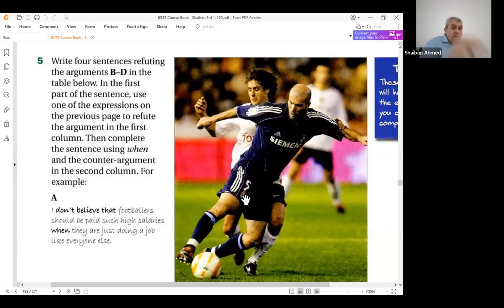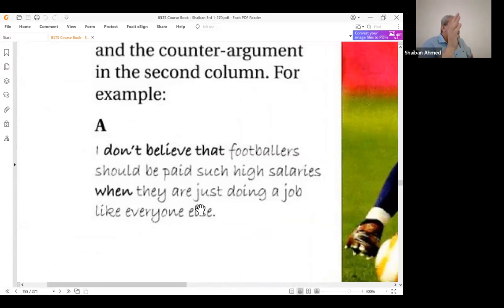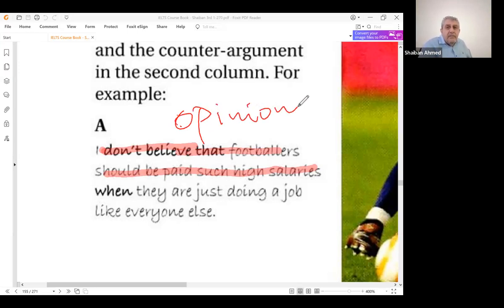Yes, here look at the question. Refuting. He says, I don't believe that footballers should be paid such high salaries. This is what? The opinion. Position. Okay, position here. So this is his opinion.